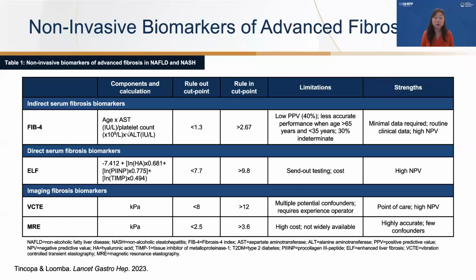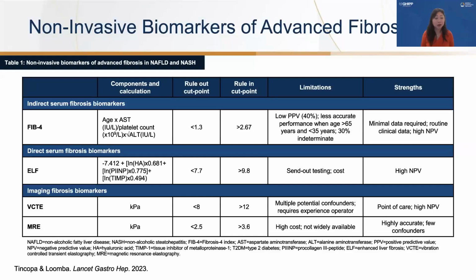Now with FIB-4, 30% of your patients will fall into what we call the indeterminate risk zone, where their score is between 1.3 to 2.67. Therefore, you need additional tests to determine their risk for advanced fibrosis. The strength of the FIB-4 is that it requires minimum data that you normally would have on this patient to calculate, and it has a high negative predictive value, meaning that this is a good screening tool to exclude advanced fibrosis patients.